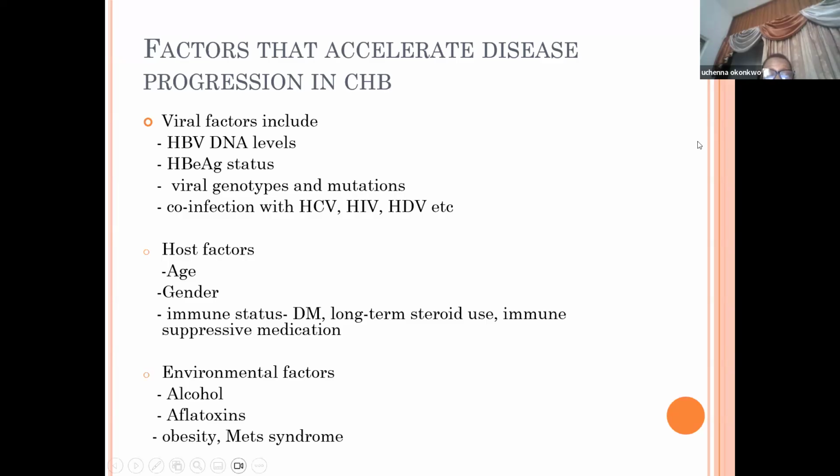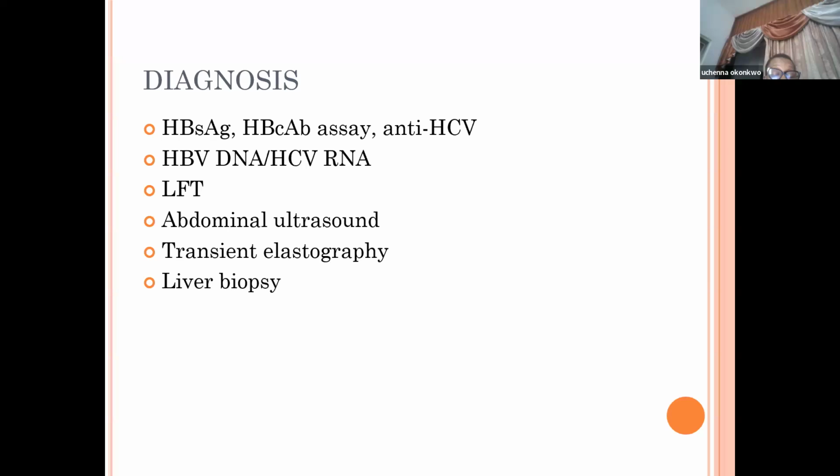Immune status of the patient: those who have diabetes, those on long-term steroid use, or immunosuppressive medication, including cytotoxics, are more likely to develop more rapid disease progression than those without these conditions. Environmental factors, especially alcohol abuse, aflatoxin, and recently metabolic syndrome, metabolic associated fatty liver disease, have been shown to accelerate progression of underlying hepatitis B or C virus infection.